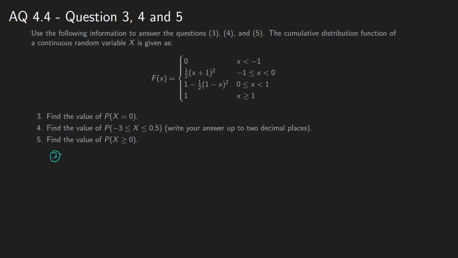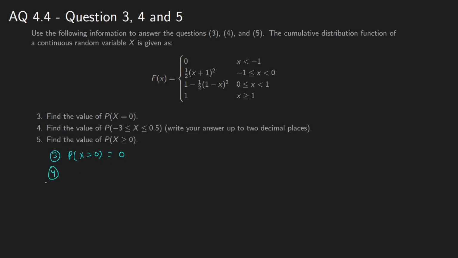In question number 3, we have been asked what's the probability that x will take value 0. As we know, for any continuous random variable, the probability that it will take any particular value is always 0. So this is the answer for the third question.